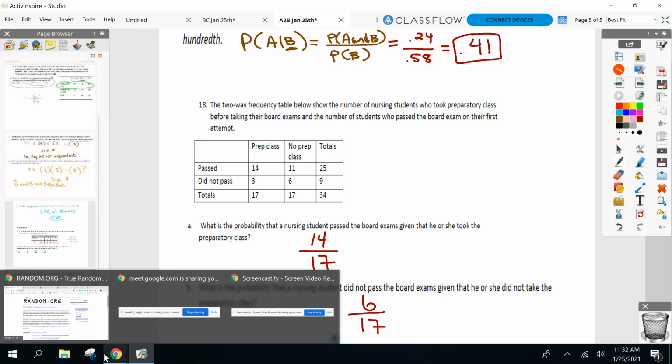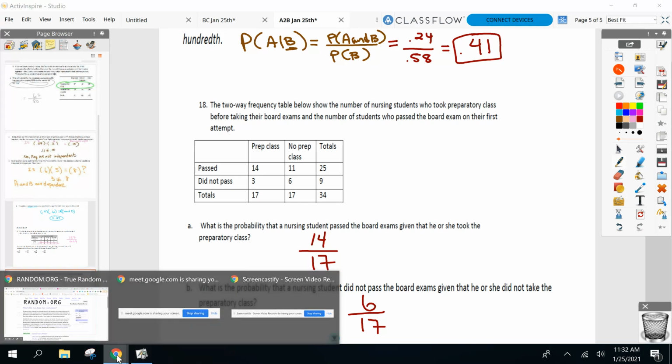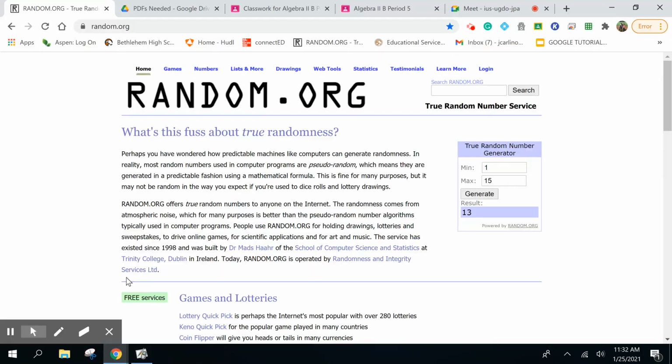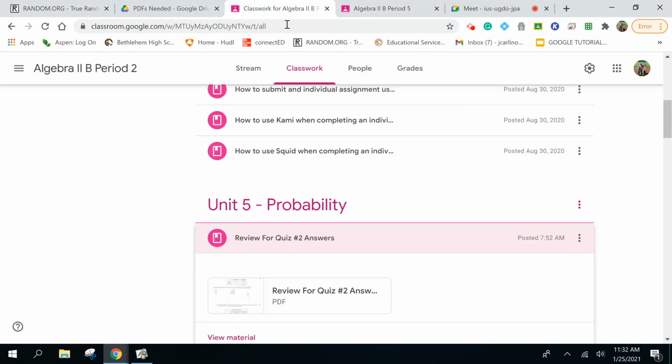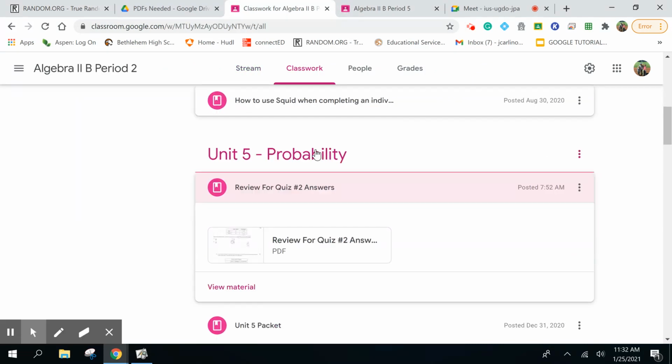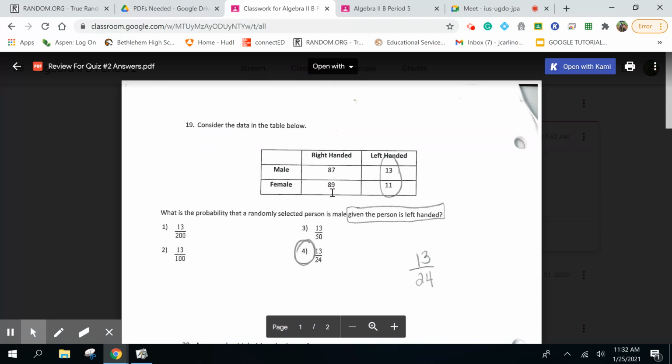Go to classroom before you begin. Go to classroom, please. You guys are going to have to pull the answer key up when I'm done. Go to classroom because I want you to make sure after you do a problem to check the answer. So go to classroom, go to probability, Unit 5, probability. And you guys will see review for quiz number 2 answers. Starting with number 19. It's all there for you.